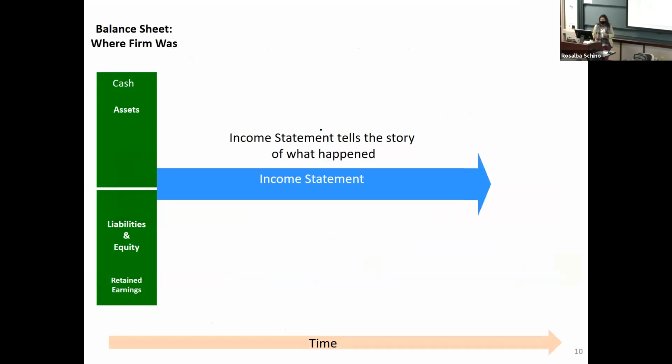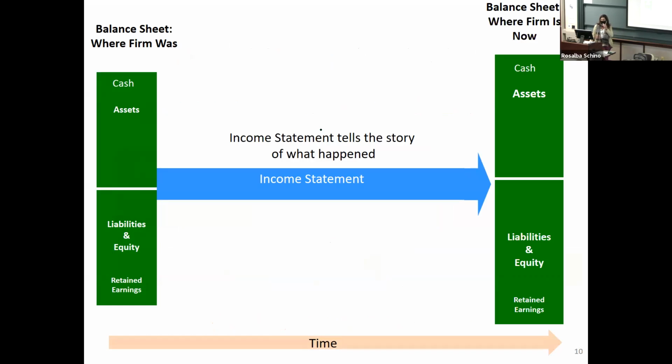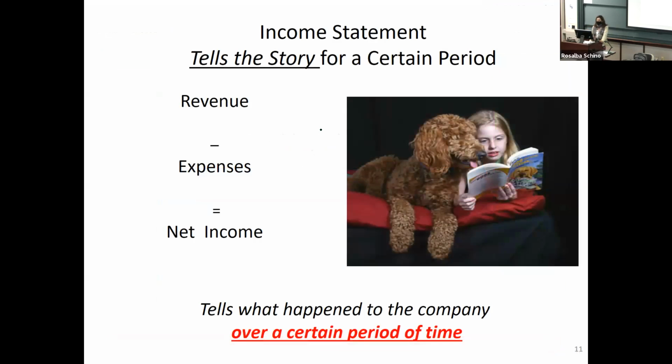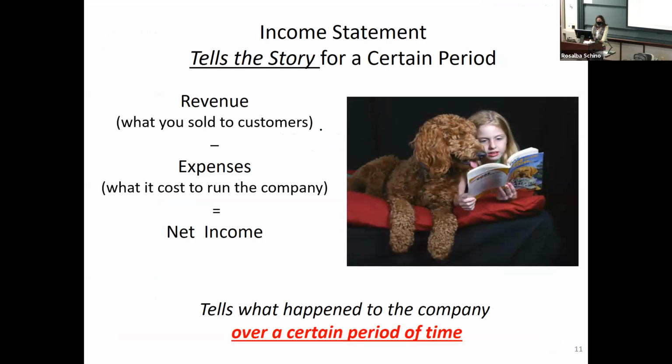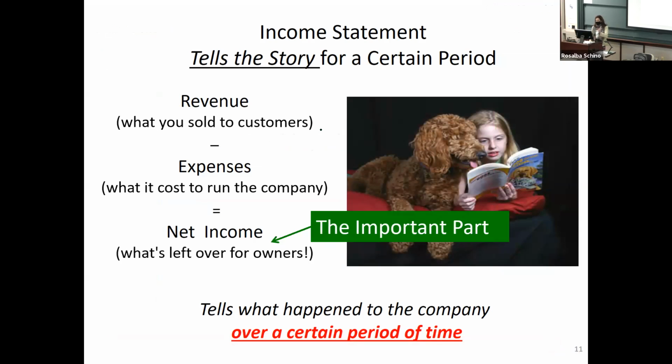All right, again, I want to draw your attention to this graphical representation, because an element that we're going to be focusing on now is the income statement, which is one of the statements that allows you to go from the balance sheet at point A to the balance sheet at point B. The income statement tells a story for a certain period of time. See the little girl with the doodle. It's revenue, which is what you sold, minus expenses, which is what it cost you to run the company, equals net income, which is the most important number, what is left over over a certain period of time.